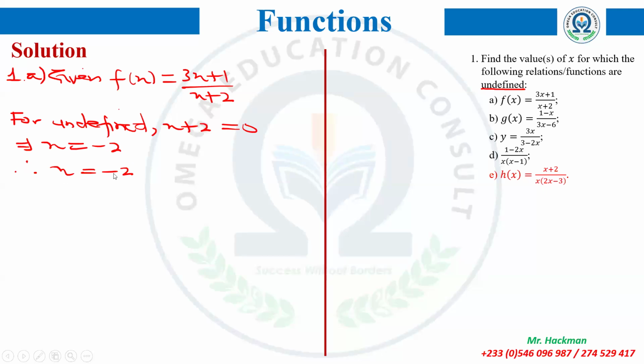This means the value of x is minus 2. This will save you time. So don't write "therefore the value of", no, just write this. Is my point well made? Yes. Very good. This is the first example.